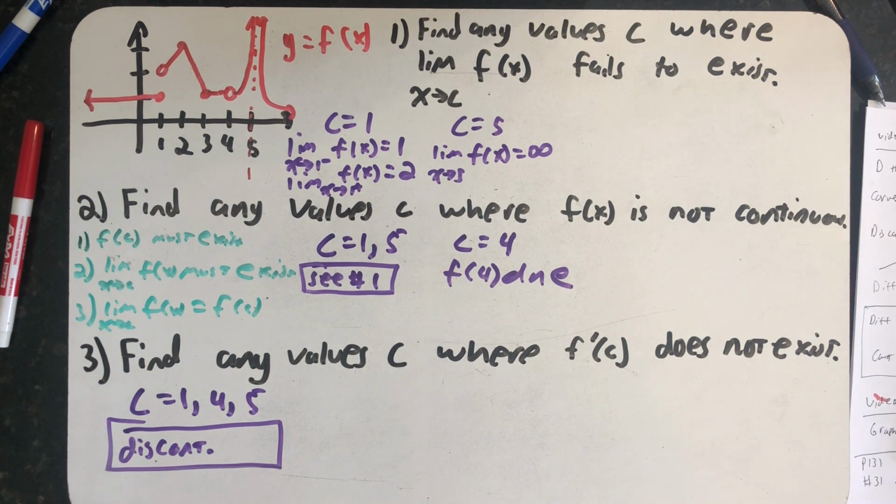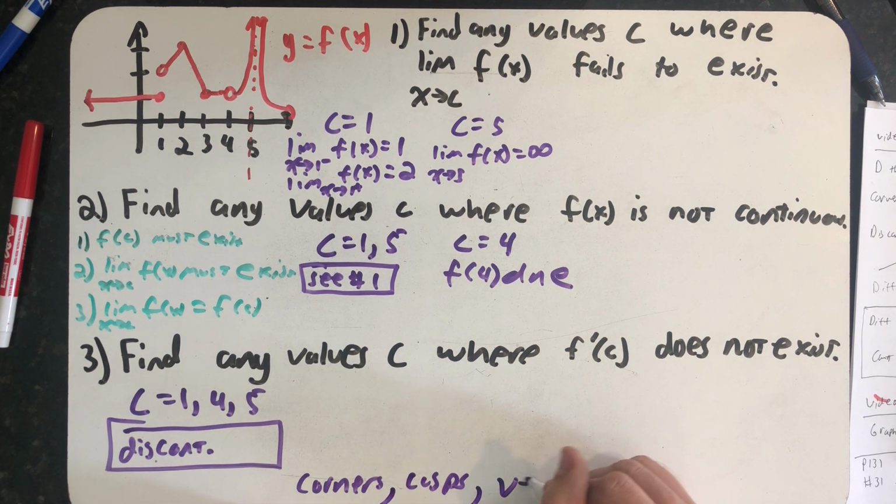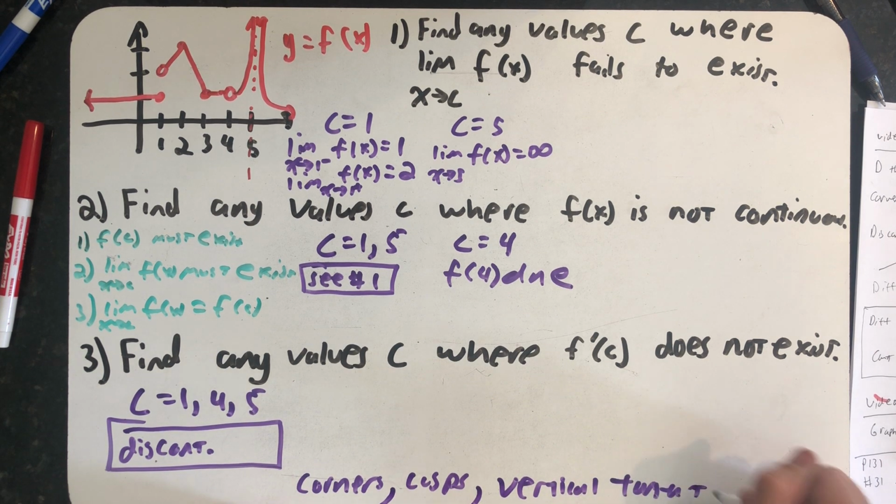Now I think about the other places where I might not have a derivative. And the places I'm thinking about now are corners, cusps, and vertical tangent lines. Those were the other examples that weren't discontinuities.